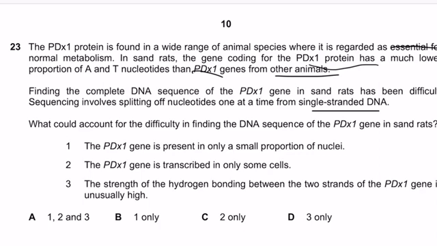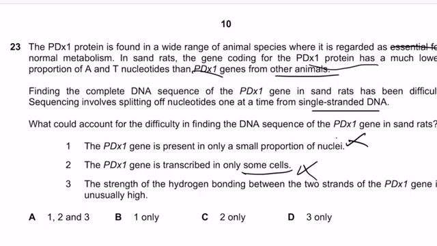So, I suppose the PTX1 gene is present in only a small proportion of nuclei. Actually, it's present in all nuclei, so that's wrong. PTX1 gene is transcribed in only some cells. That is true, but this does not make it difficult in finding basically the sequence. It actually has nothing to do with finding the sequence. It's totally fine to find some cells, so I think this is also wrong.